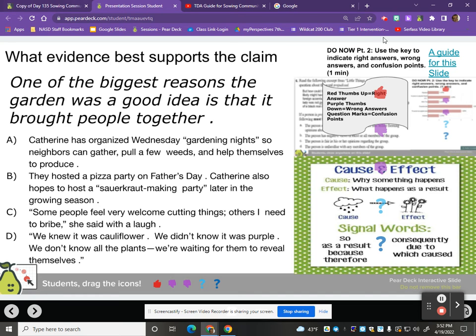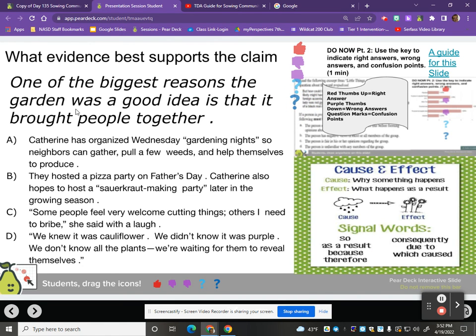A quick reminder, this red thumbs up here, that's what you think the right answer is. This purple thumbs down is one that you have a feeling you know is wrong. Same with this purple one here. The question mark is something you have a question about, either in the question itself, or A, B, C, or D, or in the notes that are meant to complement it. And then same with this question mark here.